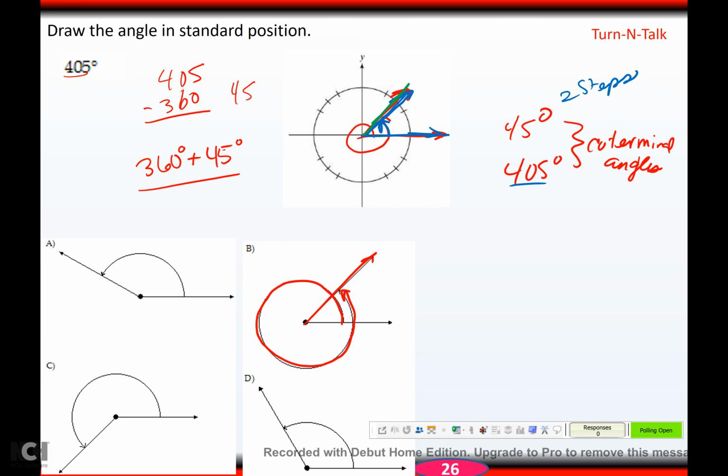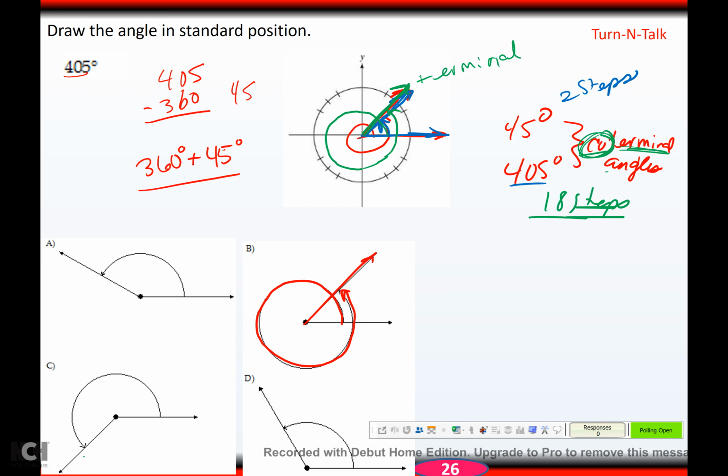if you travel 405 degrees, you're in the same position when you stop. You're still right here. You're in the exact same position as the blue guy, but you had to take 1, 2, 3, 4, 5, 6, 7, 8, 9, 10, 11, 12, 13, 14, 15, 16, 17, 18 steps. So you traveled a lot farther, but you have the same terminal side. That's why they call it coterminal. Same terminal side.